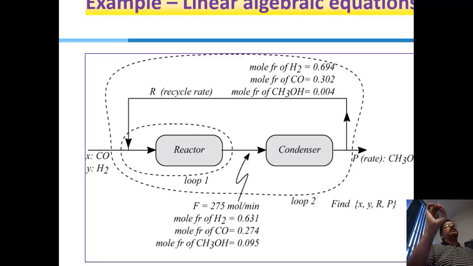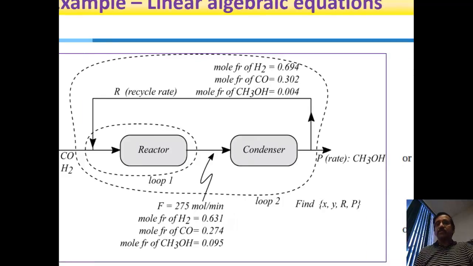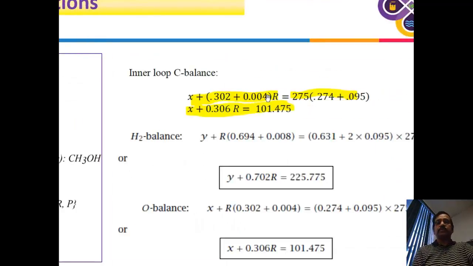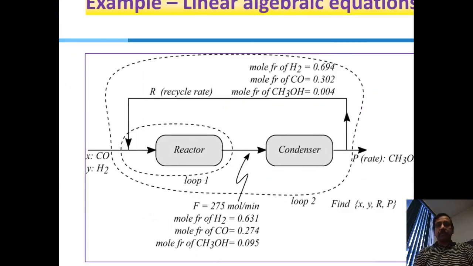How many moles of carbon are coming in? How many moles of carbon are leaving? There is one stream that comes in, and one stream that comes through the recycle stream. For the recycle stream, there is 0.302 coming with CO, and then there is 0.004 coming with the methanol. Methanol is also not completely separated, so some of it is recycled. So you will see that it is 0.302 plus 0.004 times R. These are the mole fractions multiplied by the molar flow rate R. And that should equal what leaves that inner loop. And that is this part.